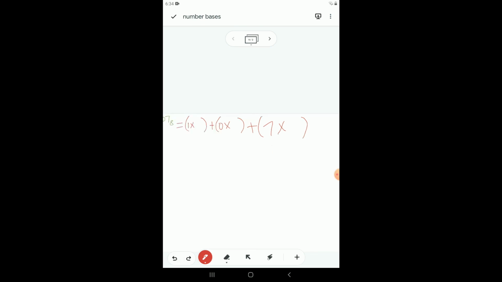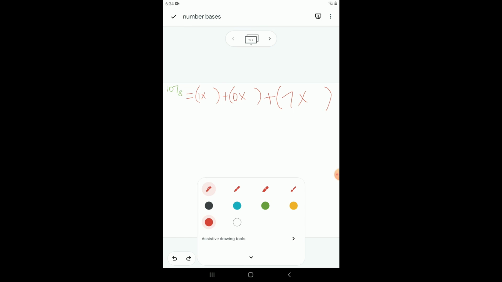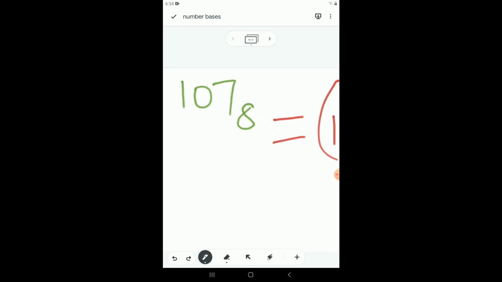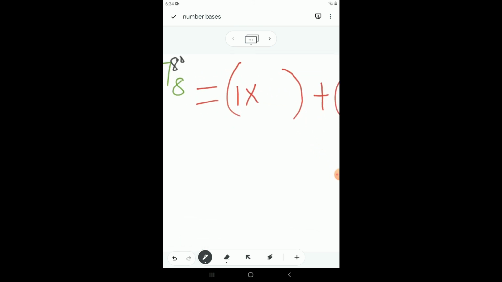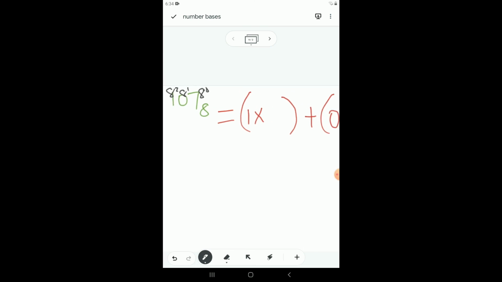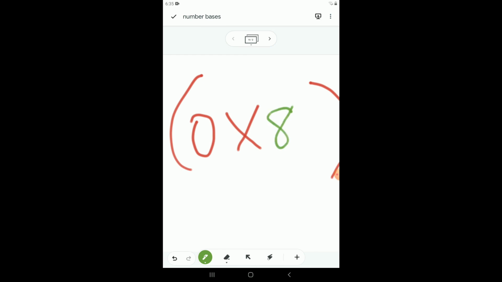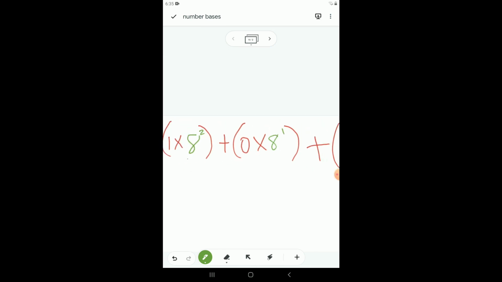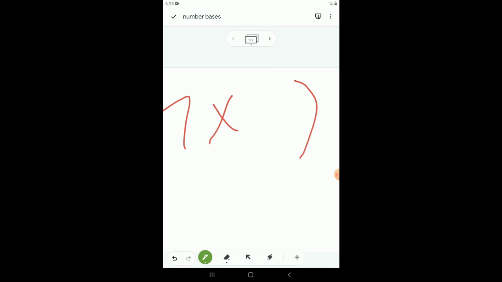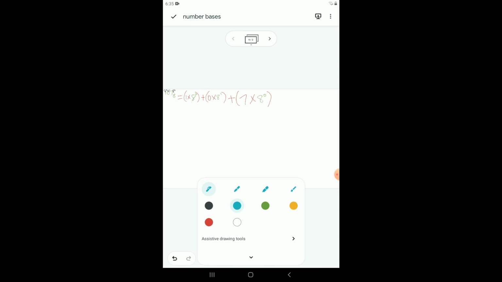Very good. All right, now what are the place values that we have over here? We need to figure that out. So we're going to go over and we're going to write them. So this is going to be 8 to 0, 8 to 1, and 8 to 2. Good. So it means that here we are going to have 8 to 2. Then here 8 to 1, and over here we would have 8 to 0. Very good. Now we're going to simplify.